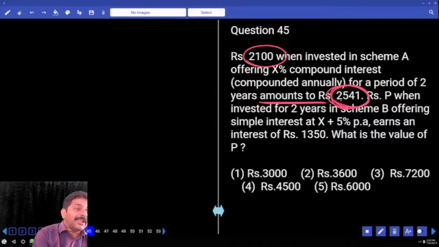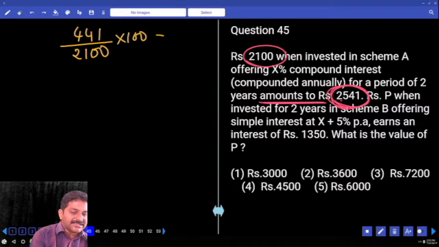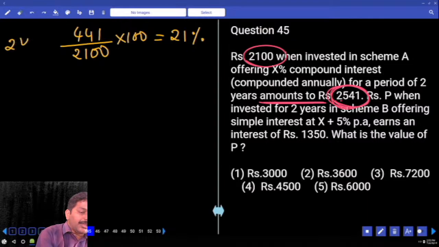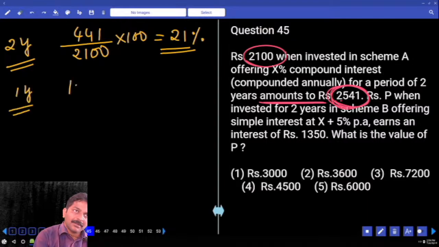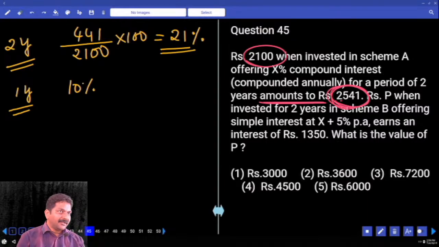441. I want to calculate interest in terms of percentage. That means 441 should be calculated with respect to 2100 only. What percent is this? Come on. So for 2 years compound interest is 21%. Then what it must be for 1 year? 10% only? Yes? You know that, right?